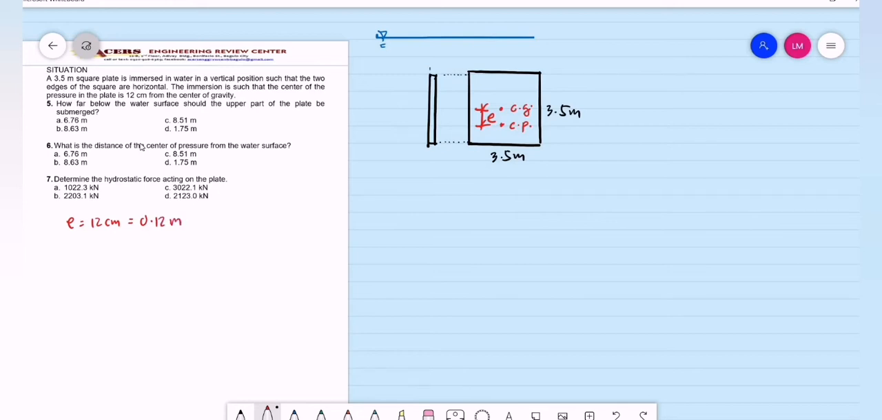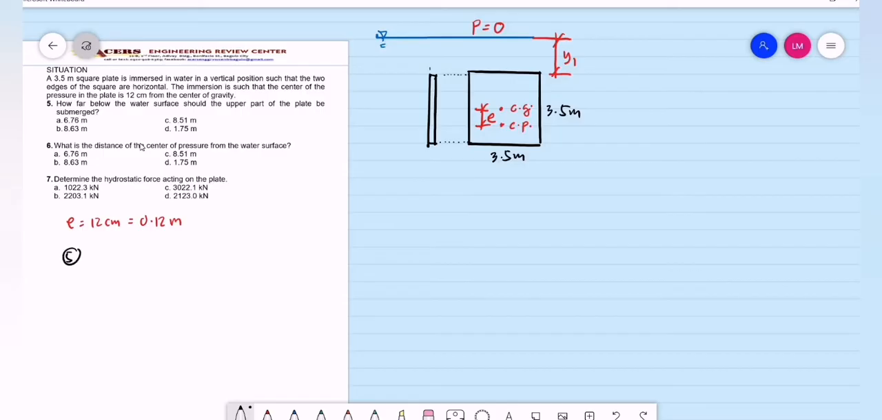First requirement, this is a situational problem. So 3 questions. How far below the water surface should the upper part of the plate be submerged? So we are looking for this distance. Let's say this is y sub 1. There's no indication that we have a pressure on the surface, so this is a zero surface problem. How do we compute for this y sub 1? We are to use that given.